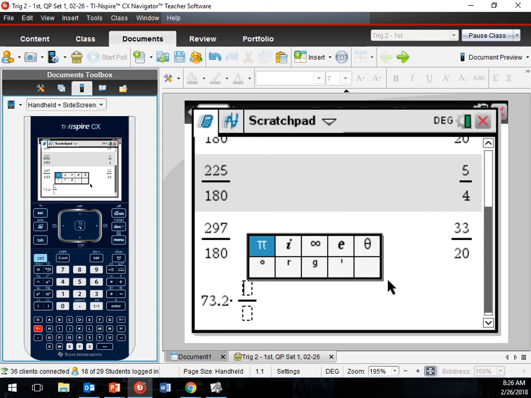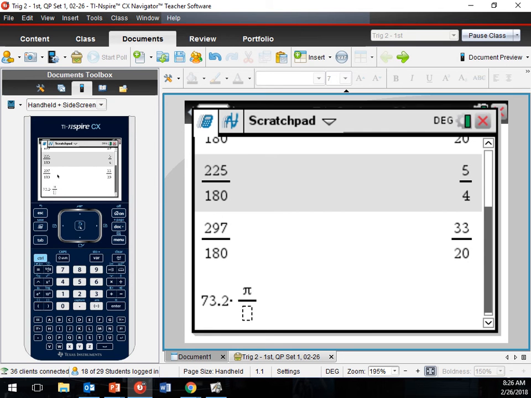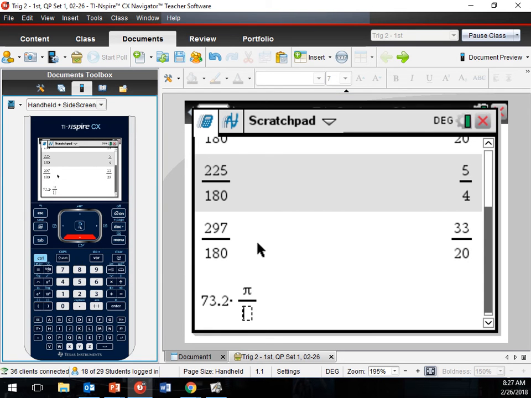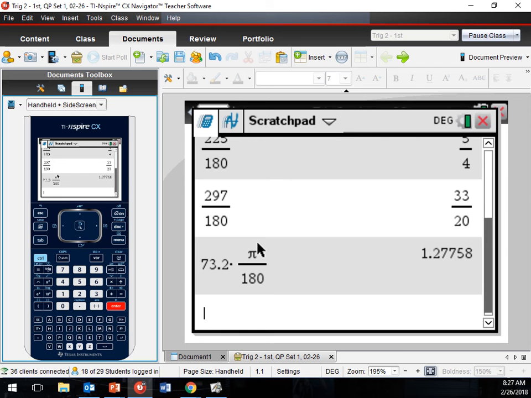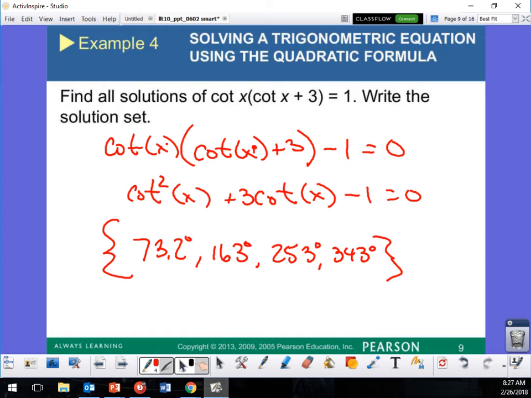To get a decimal, you actually have to put in the pi, because it's going to ask you for an approximation on a couple of these. So my decimal approximation on this would be 1.27758. So if it is asking for a decimal approximation, you could just multiply it out.